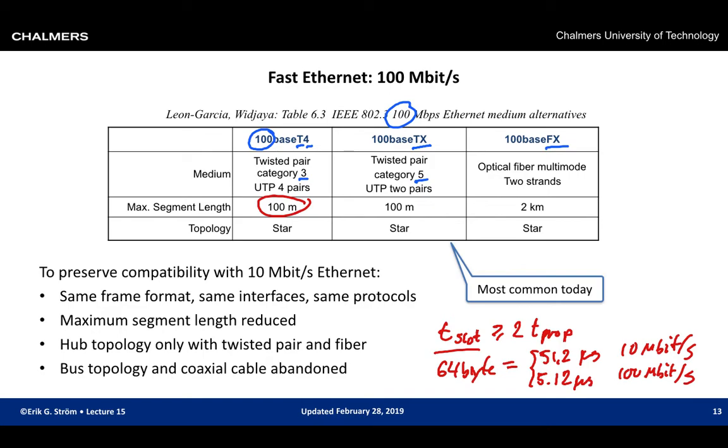But we still want this slot to be larger than 2 times the propagation time, otherwise things will break. So what do we do? Well, we change the propagation time by limiting the length of the segment. You reduce the size of it, same propagation speed, so therefore lower propagation time. Okay, so that was the fix here.